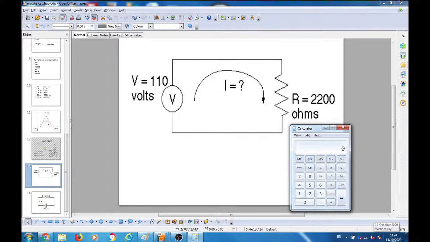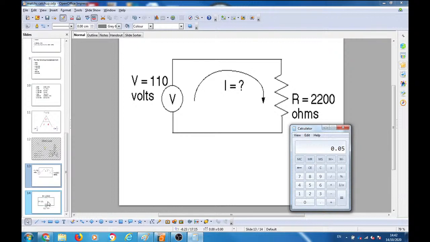When we look at the formula, the formula would clearly be V divided by R gives us I. So we've got 110 divided by 2,200, and we get 0.05. Yeah, spot on, Ryan and Joe. So it's fairly straightforward to work it out by those formulas once you have got them.